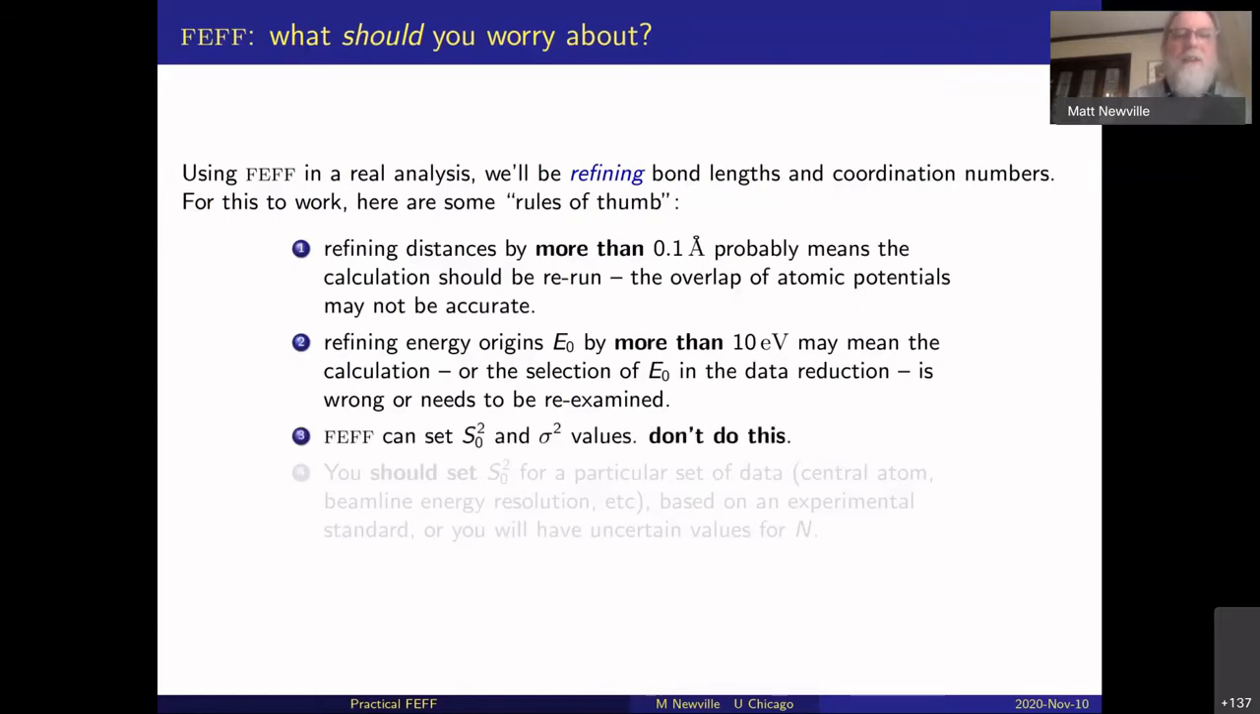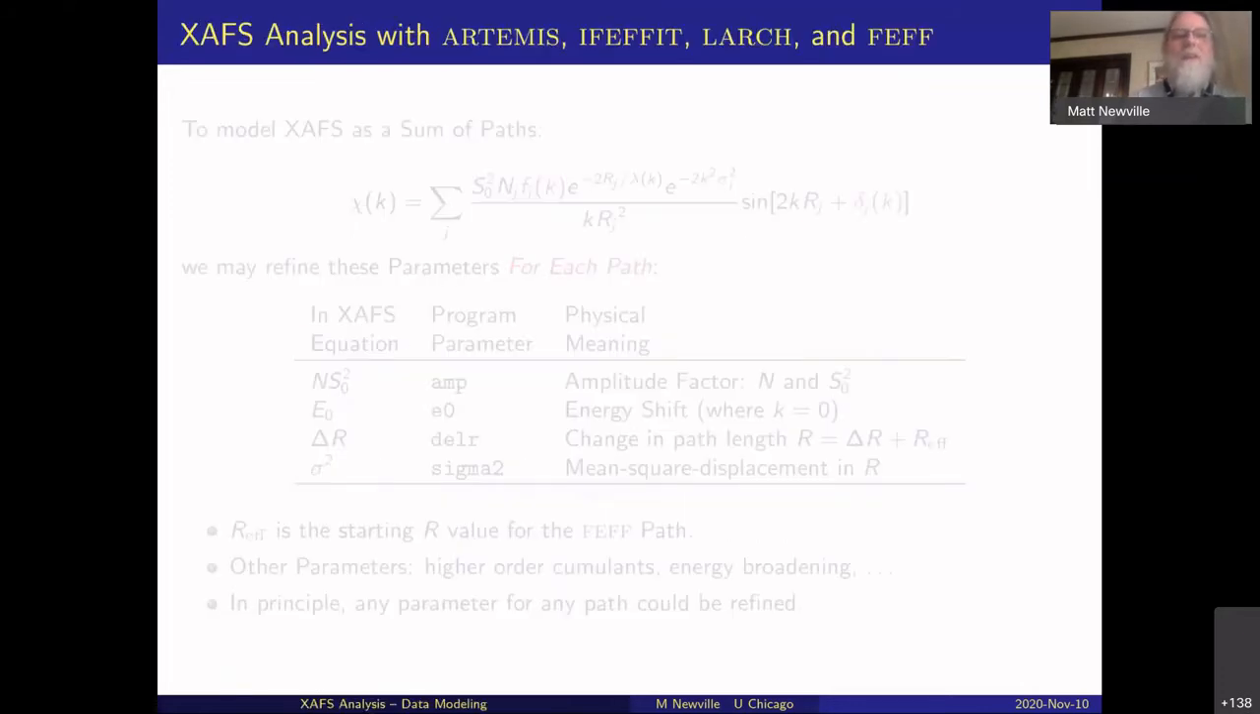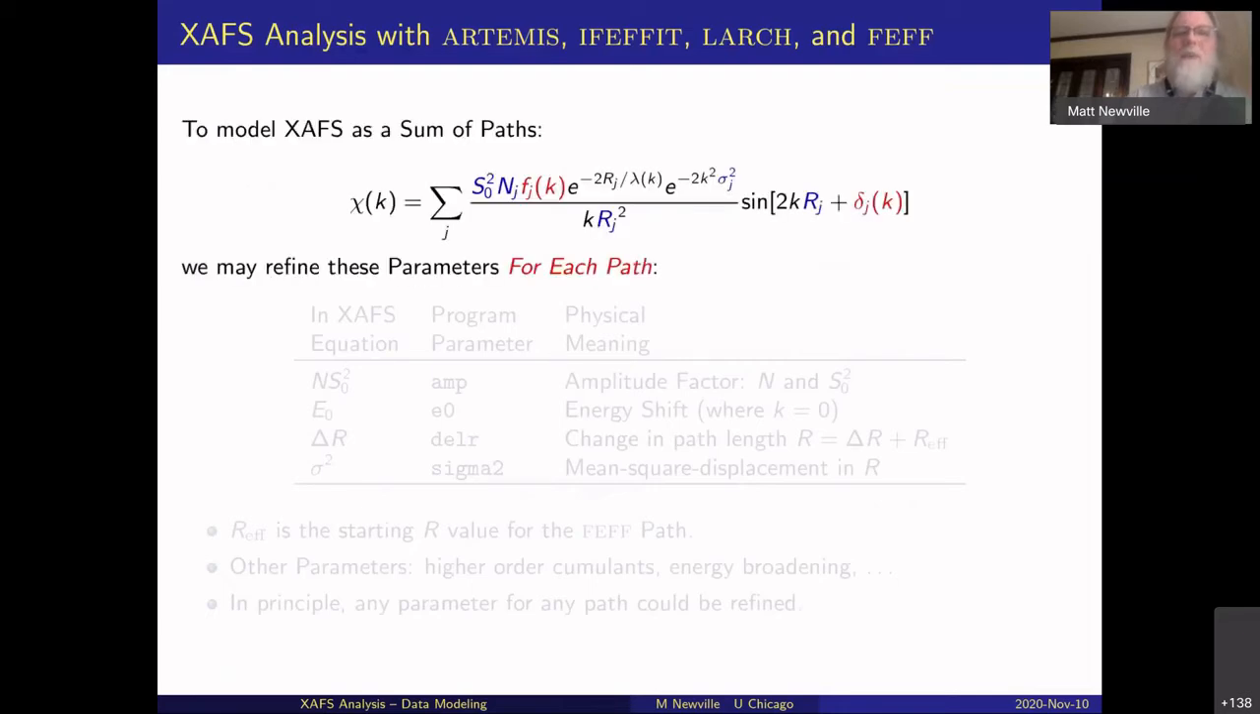Within the FEFF calculations that we're using, you could set S0 squared and sigma squared. Don't do this, it's confusing. It will drive you insane. You should set S0 squared for a set of data that's based on central atom and beamline energy resolution, and then based on an experimental standard that you refine S0 squared for, and not N. I can go into that in some detail, I think, in one of the examples.